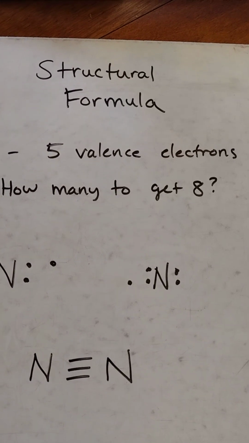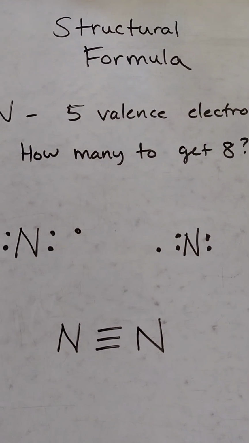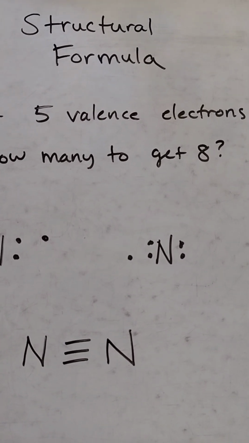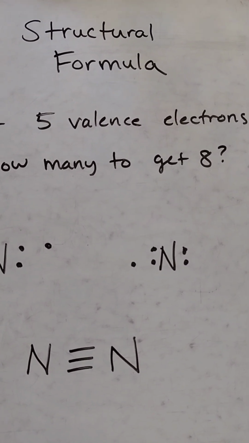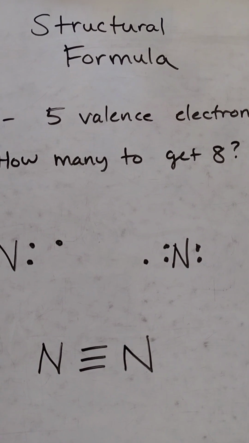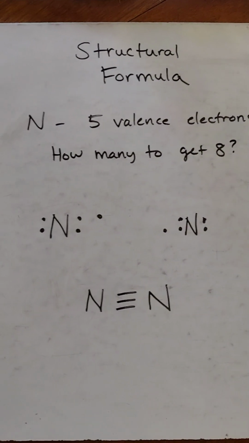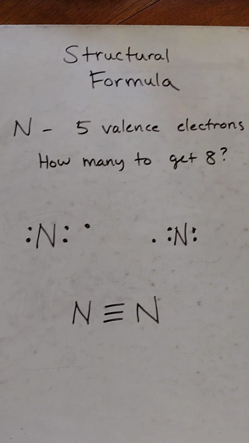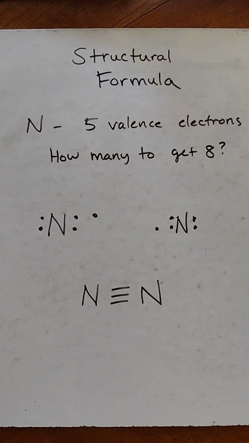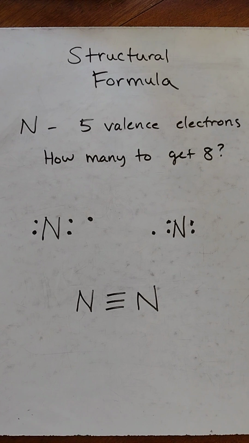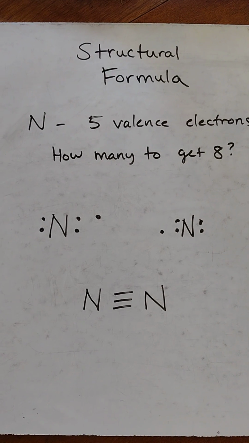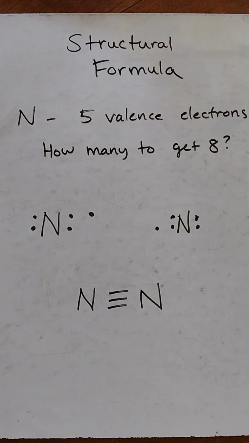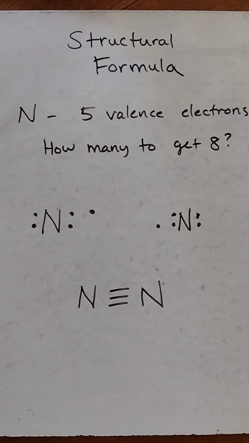Okay, so think about nitrogen. It's a group 5A element. It has 5 electrons in its outer energy level. If 2 nitrogen atoms each shared 1 electron, they would still only have 6 valence electrons. Okay, if they shared 2 electrons, they would still only have 7 valence electrons. But if they shared 3 electrons, then they would each have the 8 valence electrons needed for a stable electron configuration. And so that's called a triple bond.